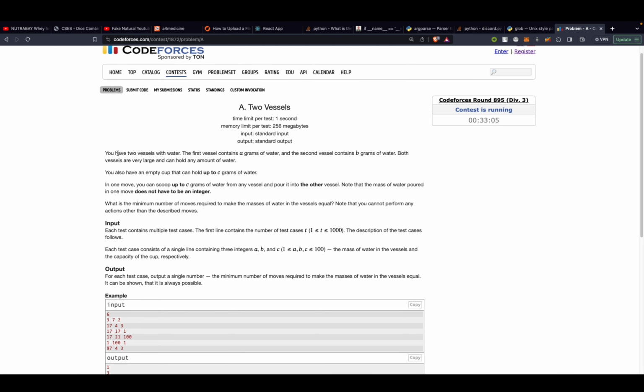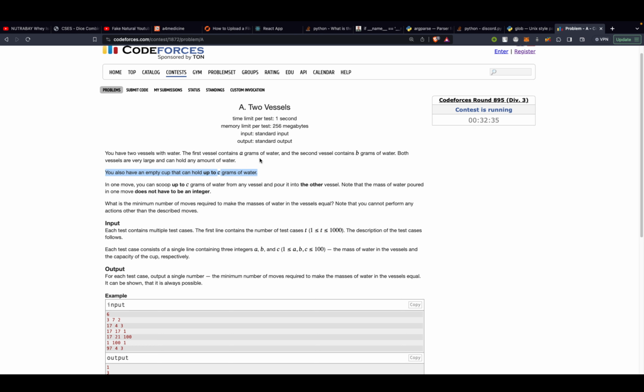So the very first problem is fairly simple. It says you have 2 vessels with water. The first vessel contains A grams of water and the second vessel contains B grams of water, and both the vessels are very large, blah blah blah. A bit of gibberish, you can skip this part. And then they say that you have an empty cup which can hold up to C. So probably this has markings on it, and thereby you are able to measure how many grams of water you're picking up using this particular cup.